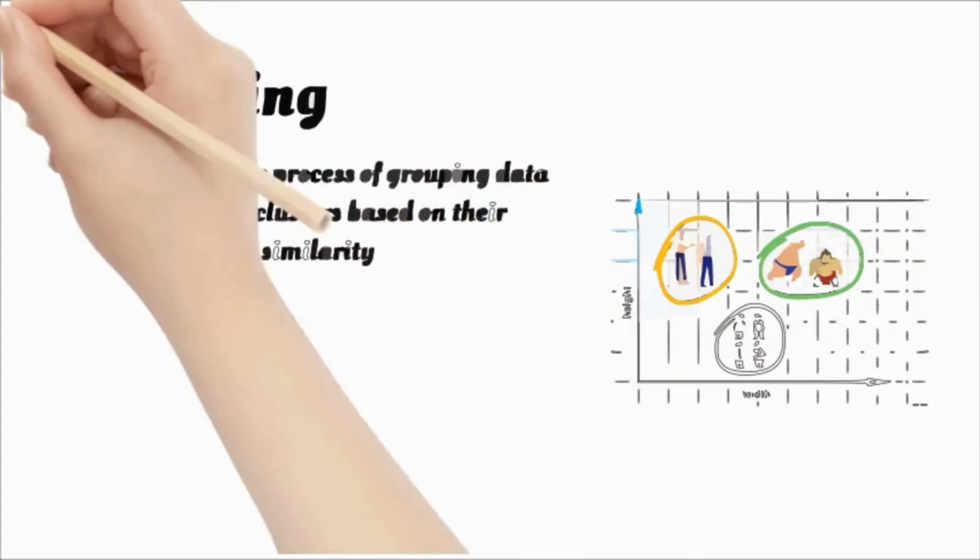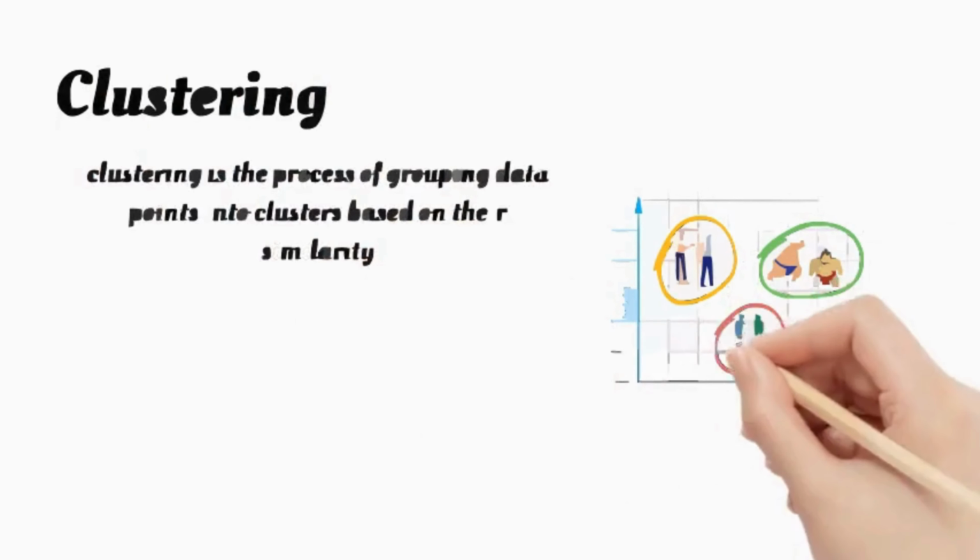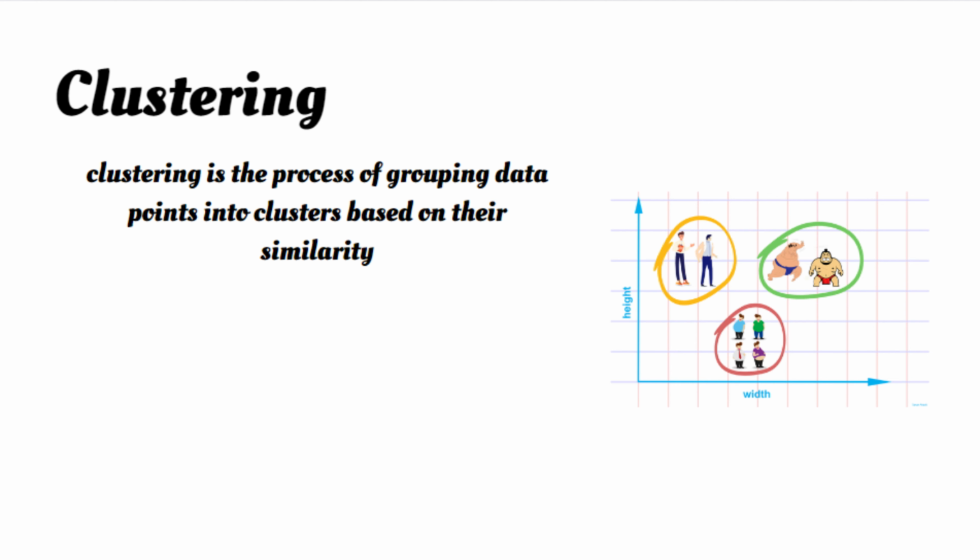For example, imagine you have data on people's weight and height. The algorithm can group individuals into clusters based on these characteristics, such as identifying clusters of people who are tall and heavy versus those who are short and light. This technique helps uncover patterns and relationships in the data that might not be obvious.